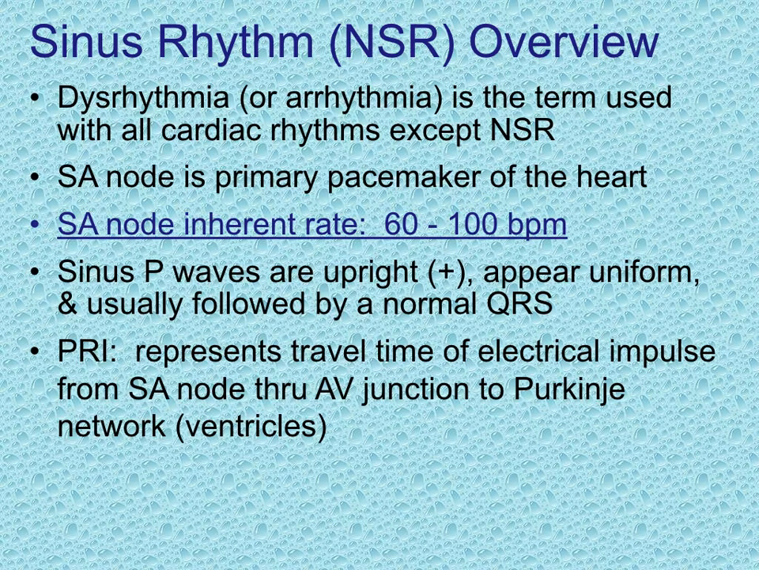Sinus P waves are upright, they typically appear uniform, and are usually followed by a QRS. Remember that the PR interval, intervals are travel time elements. So the PR interval represents the travel time of the electrical impulse basically through the entire conduction system. And then the result is the activity of depolarization or then contraction.